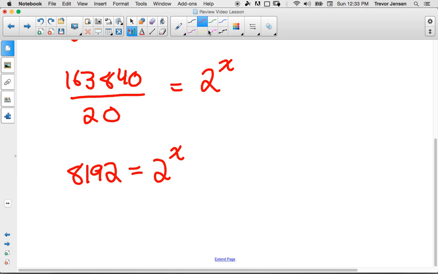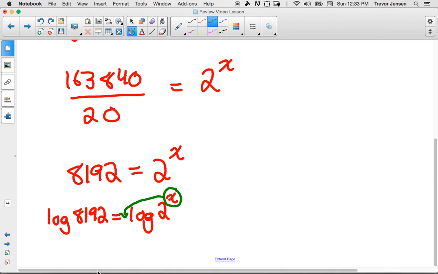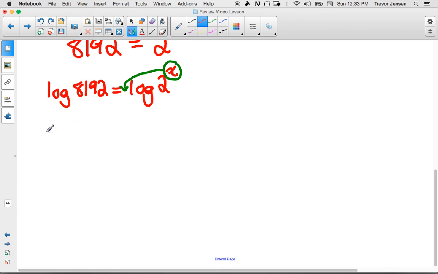Okay, so what we're going to do is take the log of both sides. So I'm going to do log 8192 equals log 2 to the x. Now the power rule for logarithms tells me when I'm taking the log of a power, I can take the exponent of that power and move it in front of the logarithm. So what I can do is take this x and bring it out front of the log as a coefficient. So what I have now is log 8192 equals x times log 2.